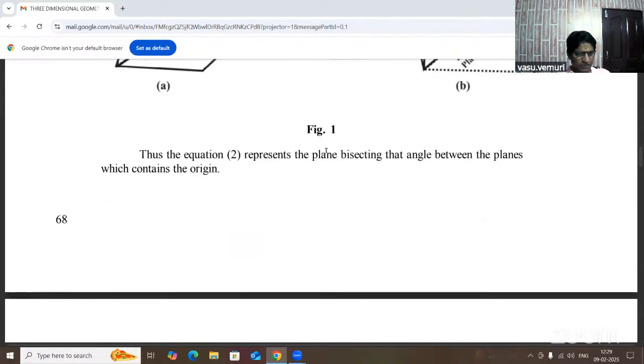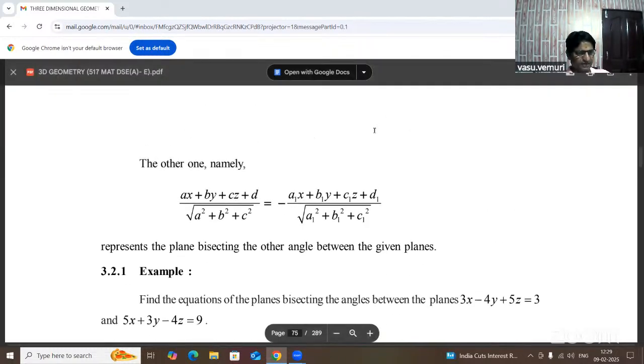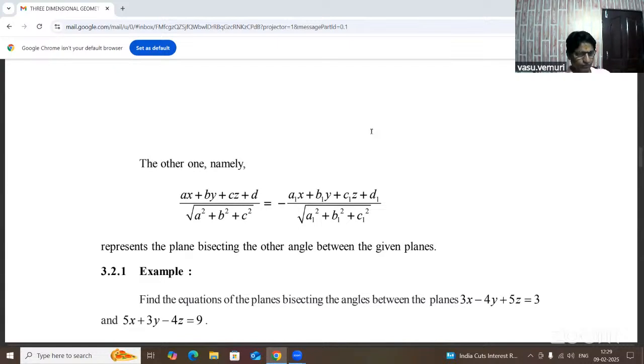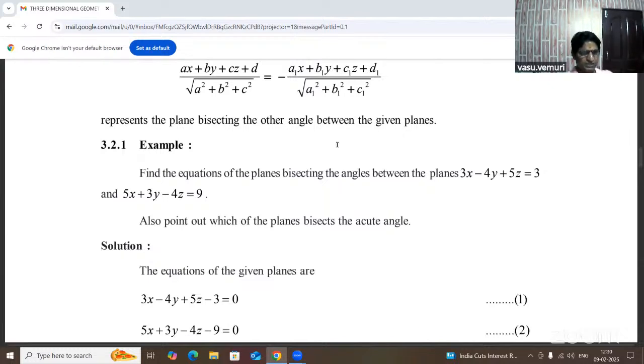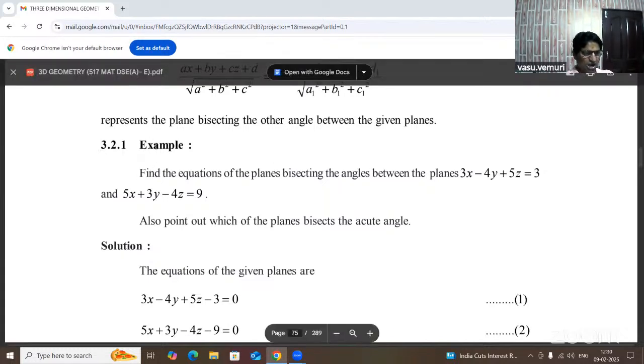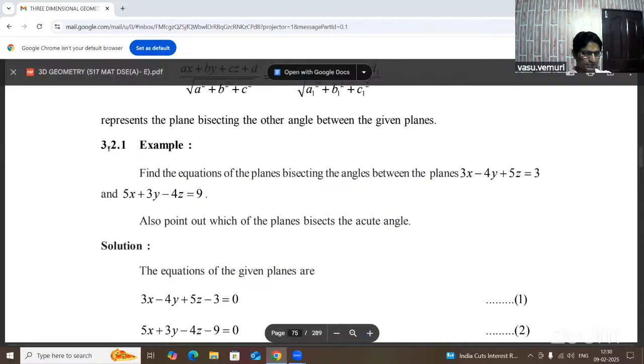Now here the second equation represents the plane bisecting the angle between the planes which contains the origin. Now we take the other one, with the minus. So it also represents the plane bisecting the other angle between the given planes. One is the positive and the second one is the negative. Now see this problem, it is very important. This problem is very important in the final examination, students.